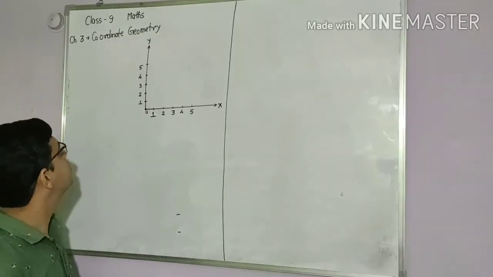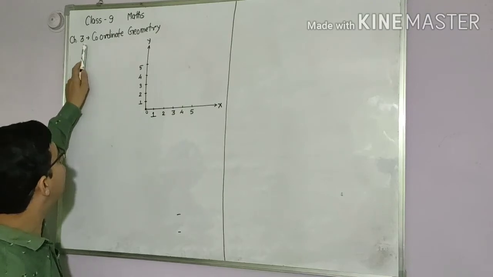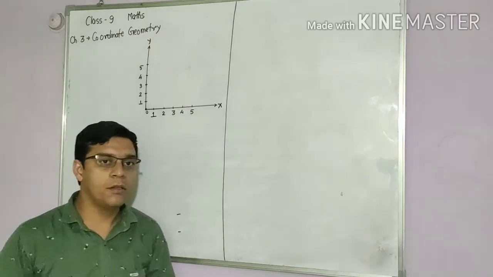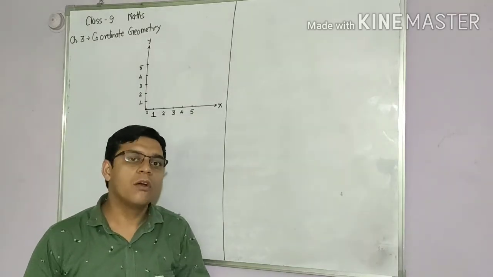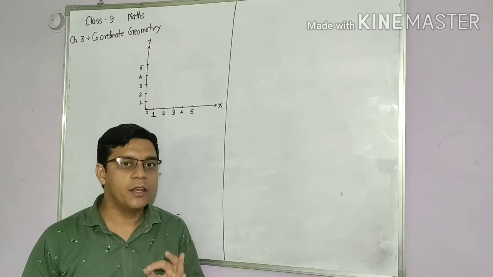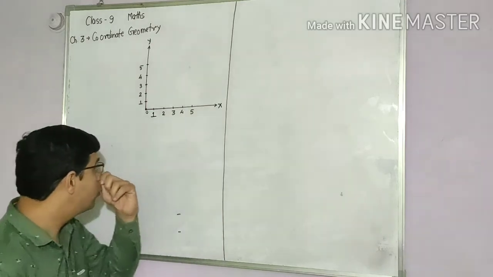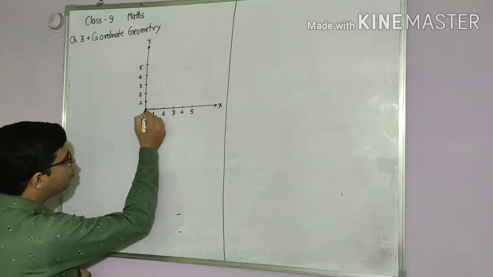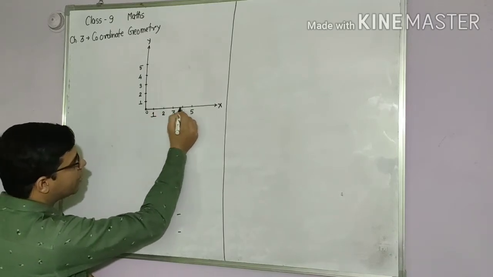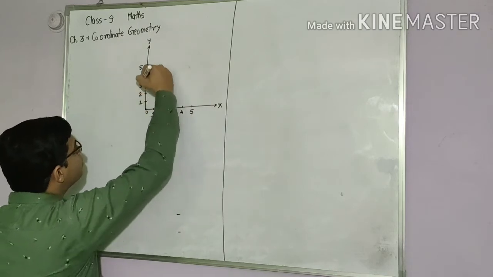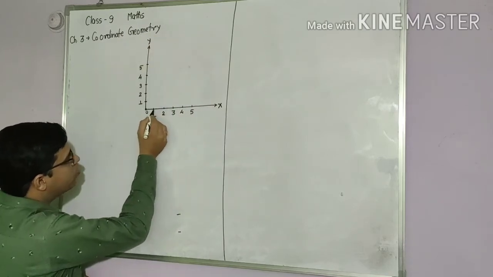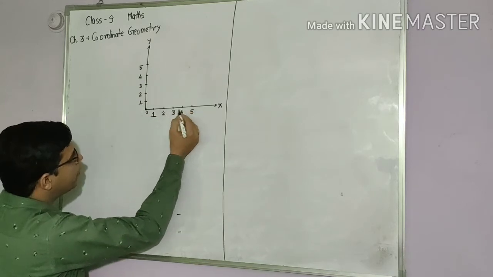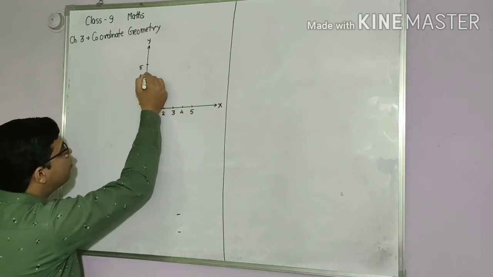Today we are going to discuss chapter 3 of class 9 maths, that is coordinate geometry. In class 8 you have already studied about introduction to graph, how to locate any point on graph paper. For that you know that this is our origin, this is our x-axis, this is y-axis, and these values are at an equal interval 1, 2, 3, 4, 5. Similarly here 1, 2, 3, 4, 5.